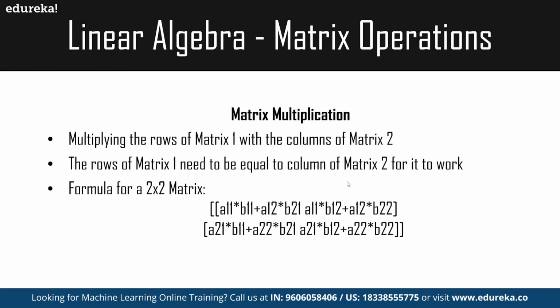When we are working with matrix multiplication, we multiply the rows of matrix 1 with the columns of matrix 2, and the number of columns of matrix 1 needs to be equal to the number of rows of matrix 2 for it to work. Here we have the formula for 2 by 2 matrices: we first multiply A11 by B11, then A12 by B21, and so on, so that we can get the entire matrix.